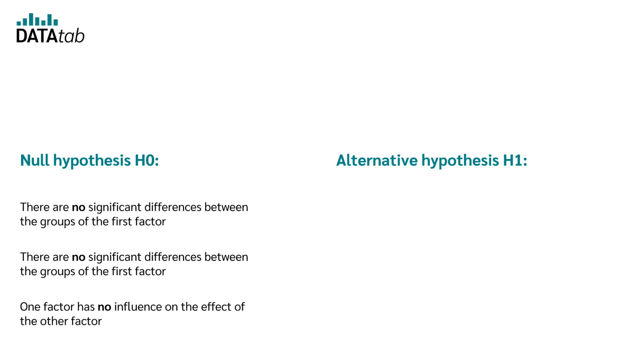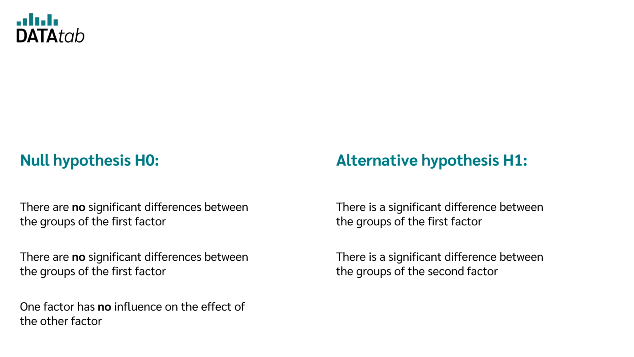And the third null hypothesis reflects the interaction effect. One factor has no influence on the effect of the other factor. What this interaction effect exactly means will be discussed later in this video. And in addition, there is the alternative hypothesis, which says in each case that the factors have a significant influence, and in the case of the interaction effect, at least one factor has an influence on the effect of the other factor.